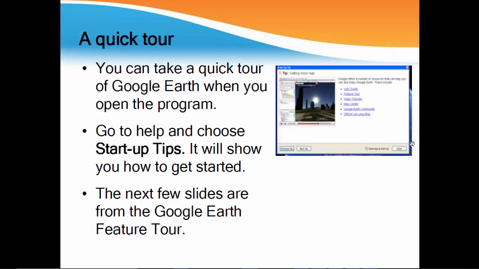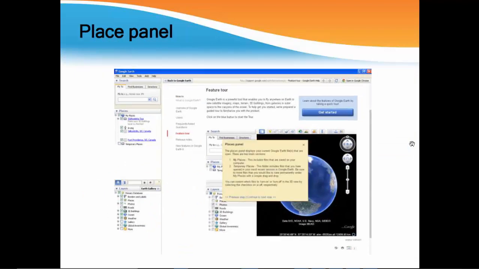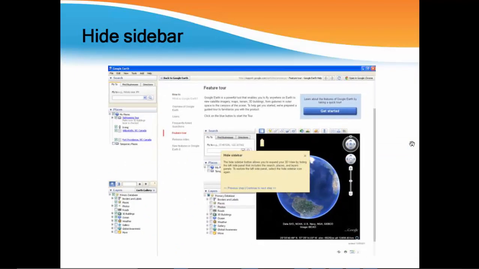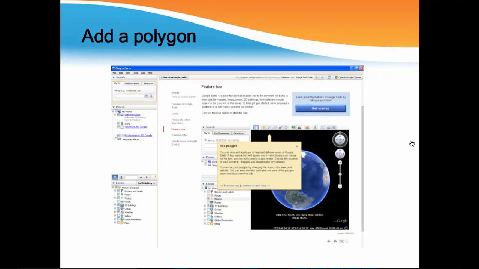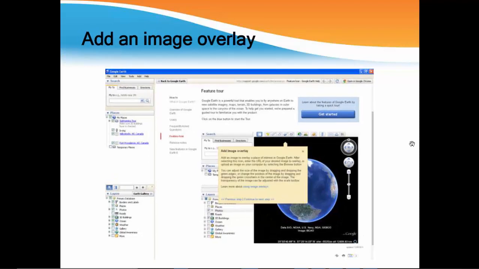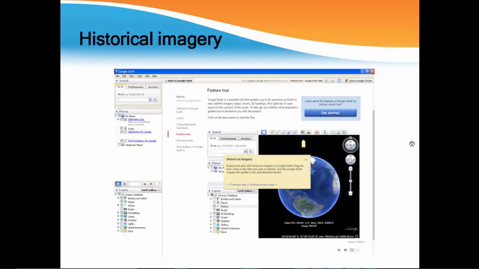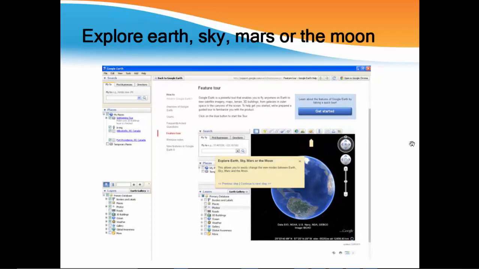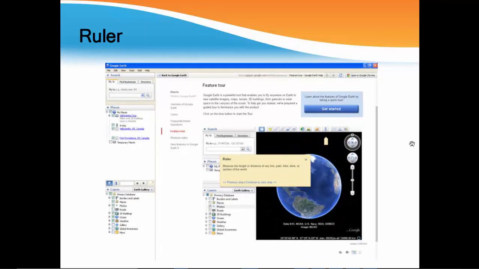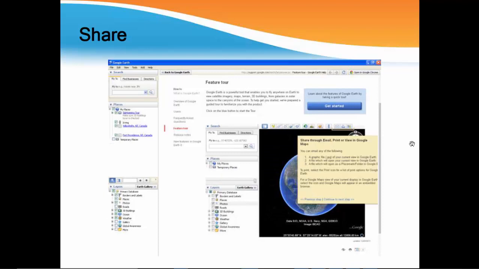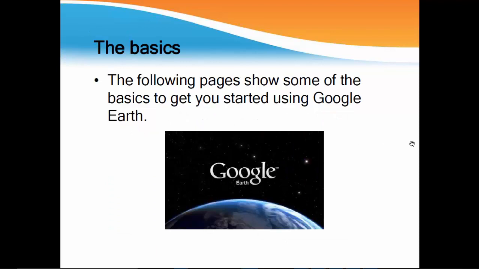So you can take a quick tour of Google Earth. When you open the program, go to Help and choose Startup Tips. It will show you how to get started, but we have studied how to use that one. Navigation tool, places panel, layers panel, hide sidebar, add placemark, add polygon, add path, add image overlay, record a tour, historical imagery, sunlight, explore Earth skies and rural, and email. If you want to share through email, print or view in Google Maps, you can also use them.